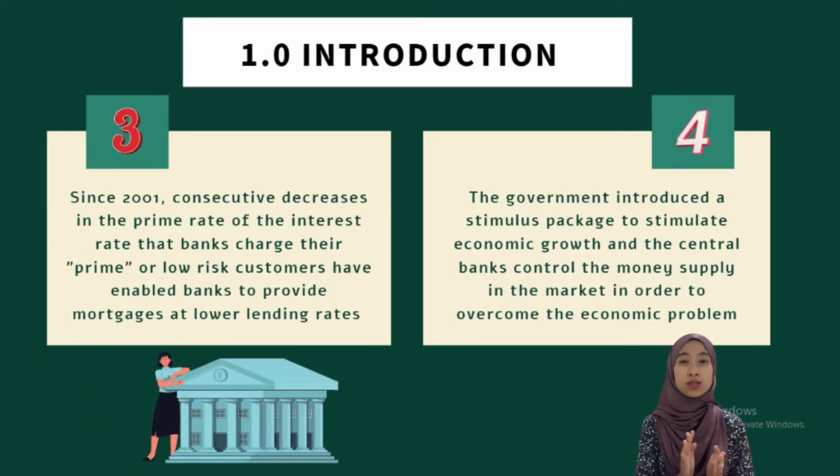Since 2001, consecutive decreases in the prime rate, the interest rate that banks charge their prime or low-risk customers, have enabled banks to provide mortgages at lower lending rates to a significant number of consumers who would not have otherwise been qualified for them. The government introduced a stimulus package to stimulate economic growth by decreasing the monetary policy to expand the money supply. The central banks control the money supply in the market in order to overcome the economic problem.